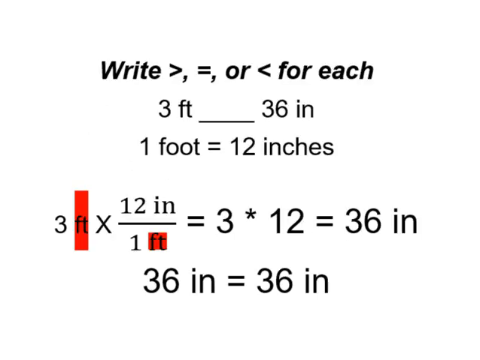If you said that they are equal to, you are correct. When we convert 3 feet to 36 inches, we multiply 3 feet times 12 inches over 1 foot. Again, canceling out the feet, we are left with 3 times 12, and that's equal to 36 inches. 36 inches is equal to 36 inches. That will conclude our independent practice section over the customary units of measurement for length.